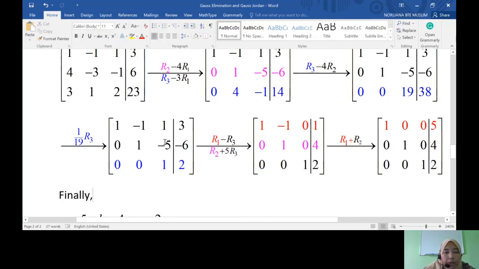So -5 and 1. -5 plus 1 is -4, right? But to make it 0, it's not 0 if we choose that one. So this row must be multiplied by 5, and then we add the two equations. So we have this formulation: R2 is negative 5 plus 5 times R1. So this is the formulation.